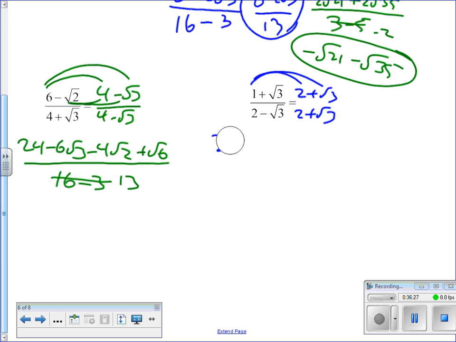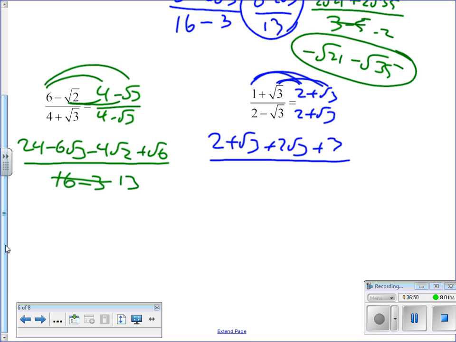Oh, that's a lousy looking one. That's even more bad for me. 2 plus root 3. I do 1 times both of those. And then I do root 3 times 2, 2 root 3. And root 3 times root 3, what is root 3 times root 3? 3. All over. And then I do my denominator.